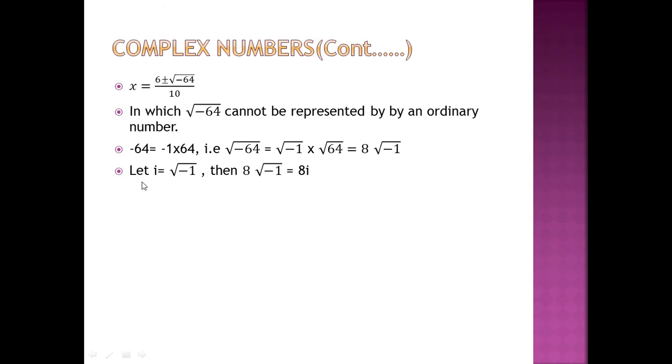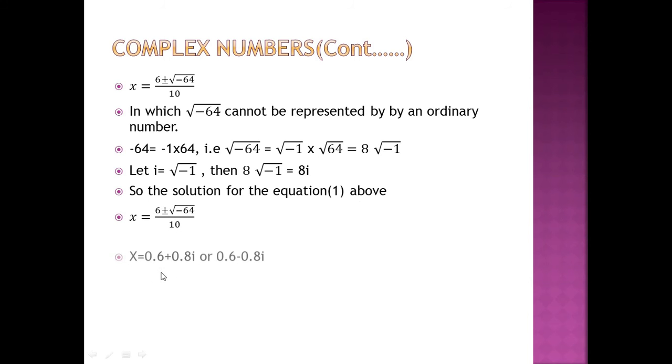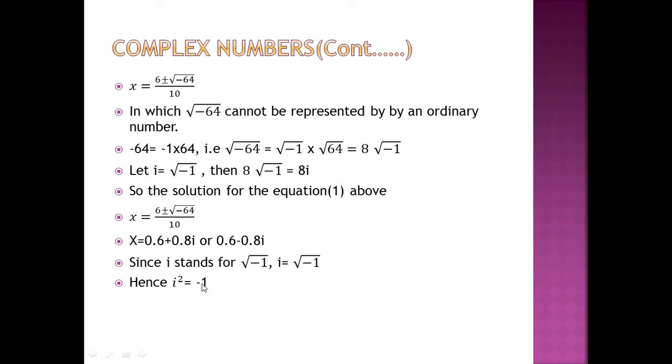Now we have the symbol introduced by Euler, i, which is equal to the square root of negative 1. On simplification we have 8i. So this is not an ordinary number; that's why we have the complex number. The solution for equation 1 above is going to be x equal to 0.6 plus 0.8i, or x equal to 0.6 minus 0.8i. Since i stands for the square root of negative 1, i squared is equal to negative 1.